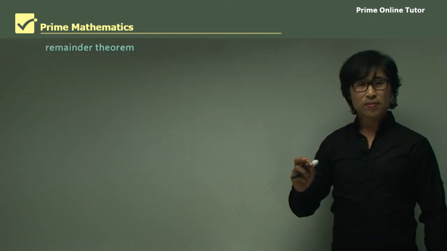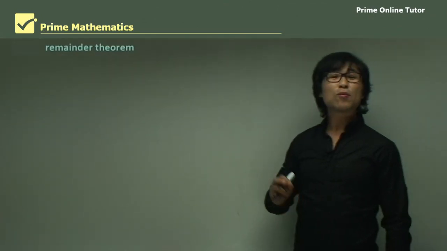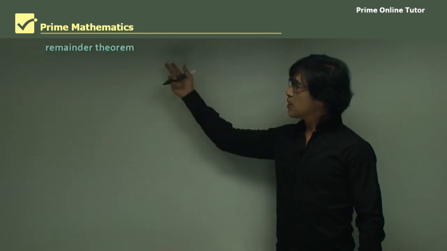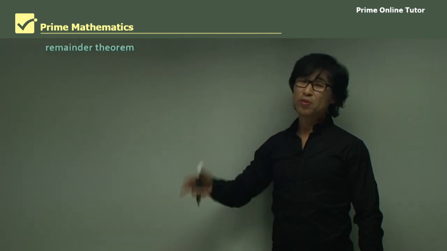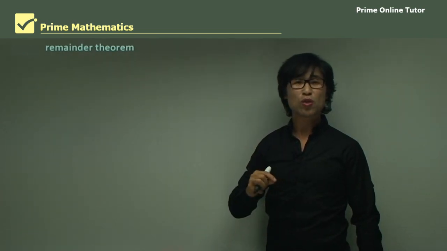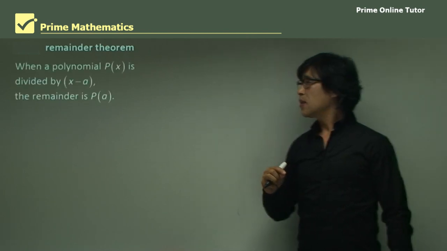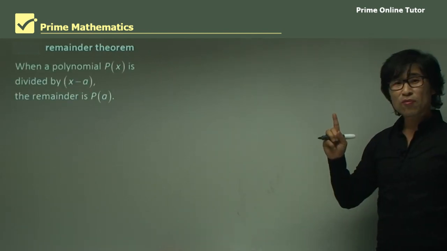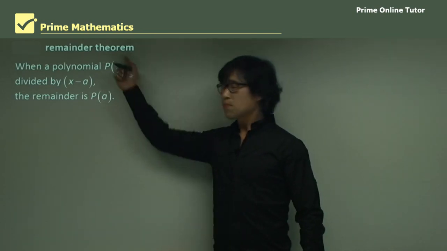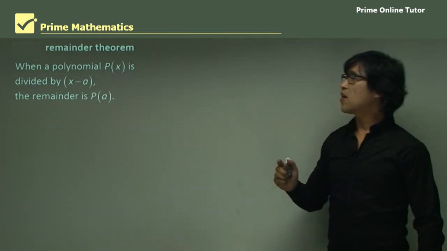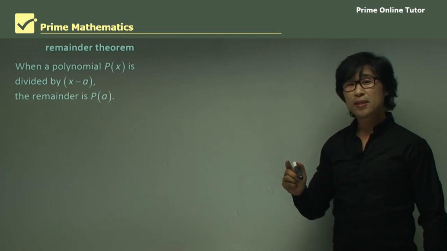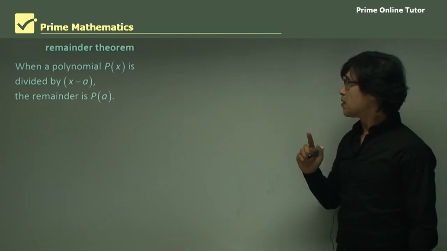Remainder theorem should not be new for you. This level is pretty much the same as the previous level, but we'll try to add a little bit on top of what you learned before. That's the definition of the remainder theorem, everyone: when a polynomial P(x) is divided by x minus a, the remainder is P(a). Let's look at the example over here.